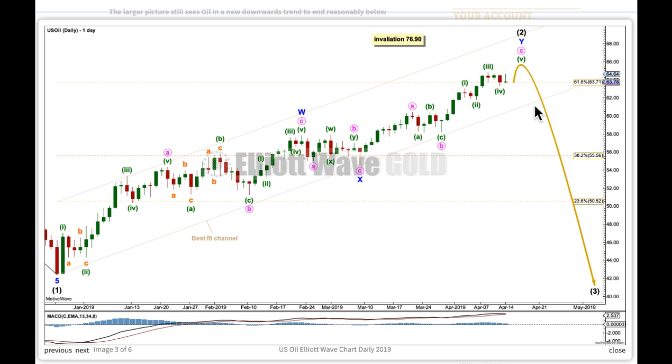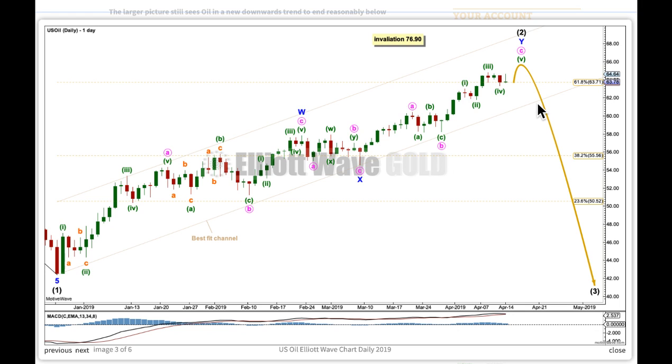Only a breach of this channel by at least one full daily candlestick below and not touching the lower edge of the channel would provide confidence that the bounce I'm labelling intermediate 2 is finally over, and the next wave down, a third wave down, may then be expected to be underway.